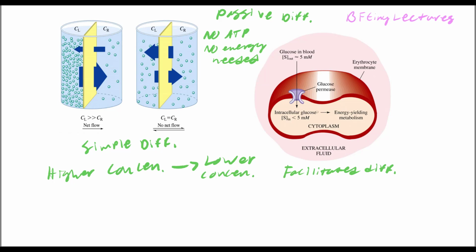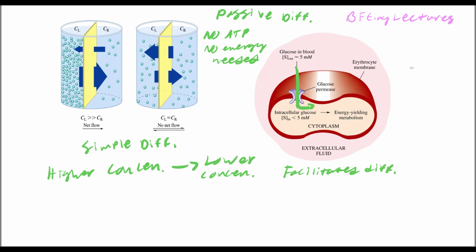However, the membrane for the red blood cell is not very cooperative, right? So glucose can't just get into the cell easily. It needs something else. It needs a permease. It needs a protein tunnel. Okay, so you can think of it as an internal membrane protein. So it uses internal membrane proteins as a tunnel in order to get into the system.